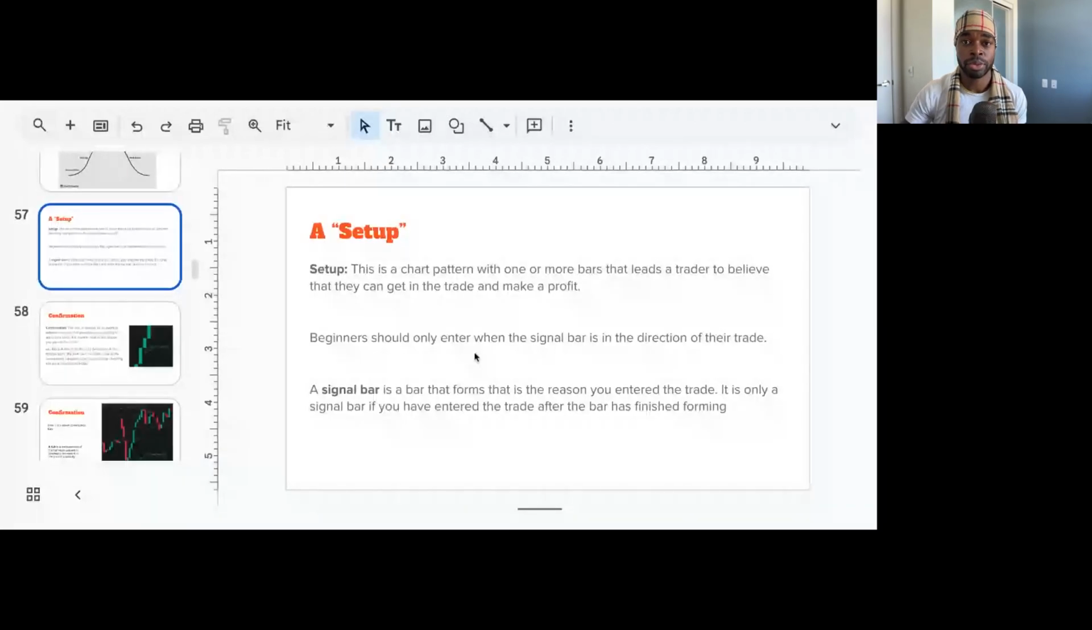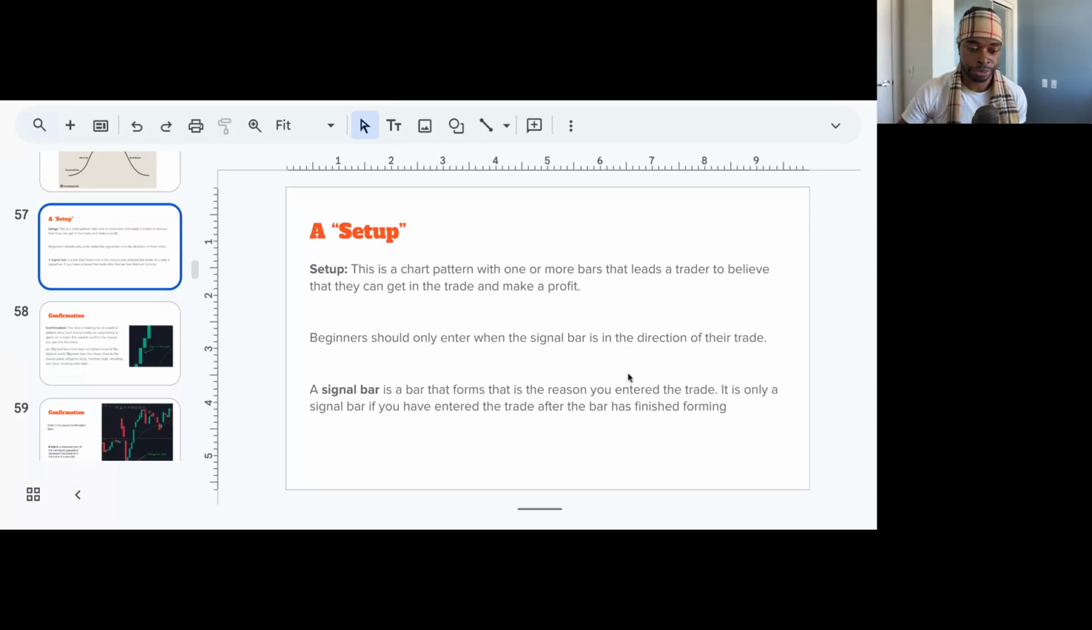All right, so a setup is a chart pattern with one or more bars that leads the trader to believe that they can get into a trade and make profit. Beginners should usually only enter when the signal bar is in the direction of their trade. So if you think the stock is going to go up, then that bar should be a green bar. If you think the stock is going to go down, then the bar would be a red bar.